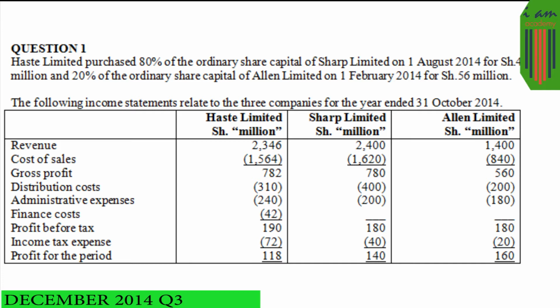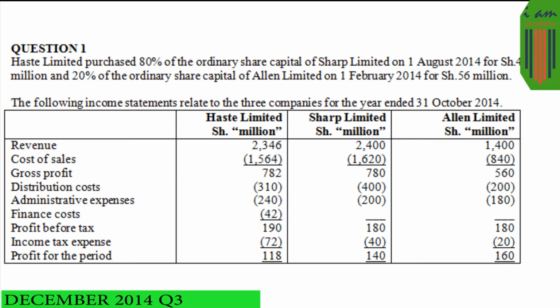We have revenue for Hearst, Sharp and Allen, we have the cost of sales, we have the gross profit, we have the distribution cost, we have administrative expenses, we have the finance cost, we have the profit before tax, we have income tax and profit for the period.